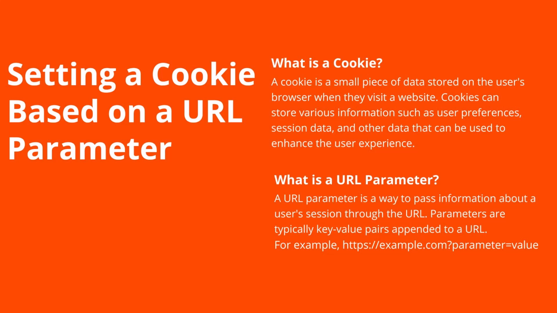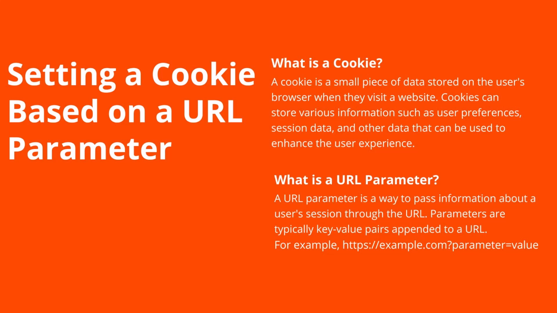So just to step back a little, a cookie is a small piece of data that's stored on the user's browser when they visit a website. Cookies can store various information, such as user preferences, session data, and other data that can be used to enhance the user experience. And a URL parameter, also sometimes called a query string, is a way to pass information about a user's session through the URL.